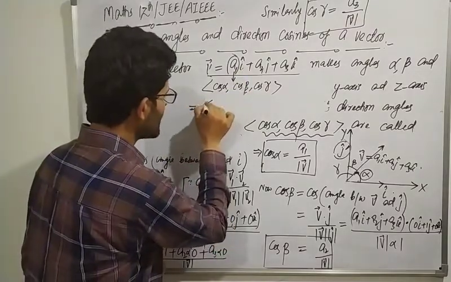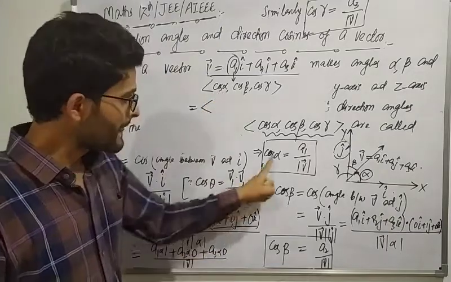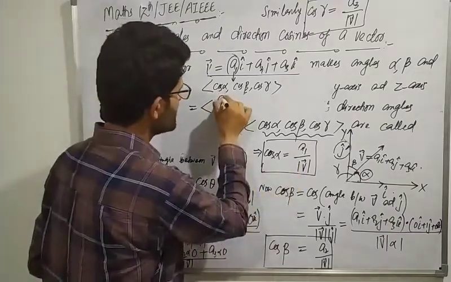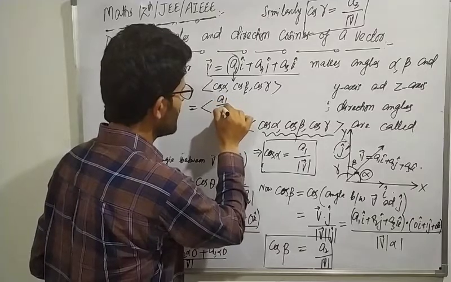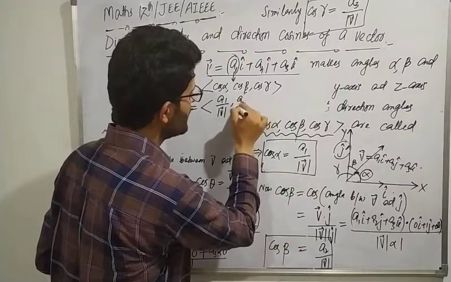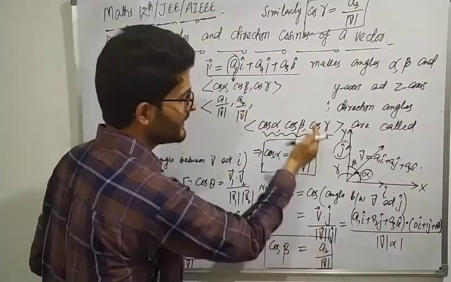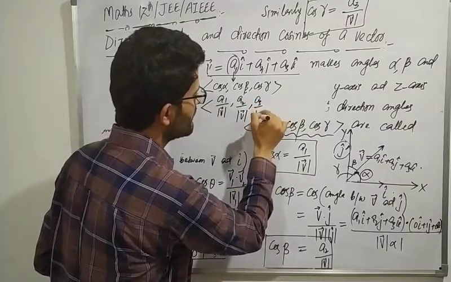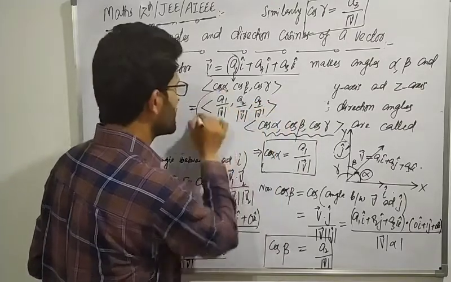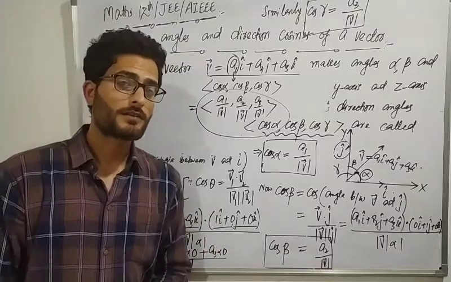and that can be written as an ordered three tuple. What is cos alpha? a1 by mod v. So the first direction cosine must be a1 by mod v. The second direction cosine must be a2 by mod v, and the third direction cosine must be a3 by mod v. So a3 divided by mod of v. The ordered three tuple of these would give you the direction cosines of a vector.